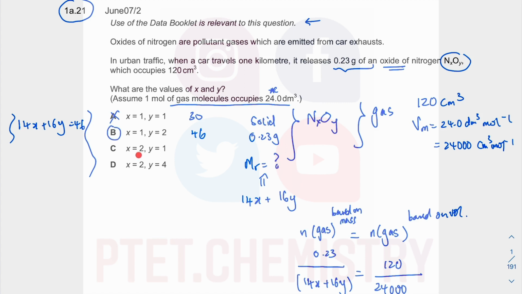Alright, you can try the next one because it looks very similar, right? 1 and 2 and 2 and 1. So if you try 14 times 2 plus 16 times 1, you get 44, which is again incorrect because there's only one correct option. Alright.